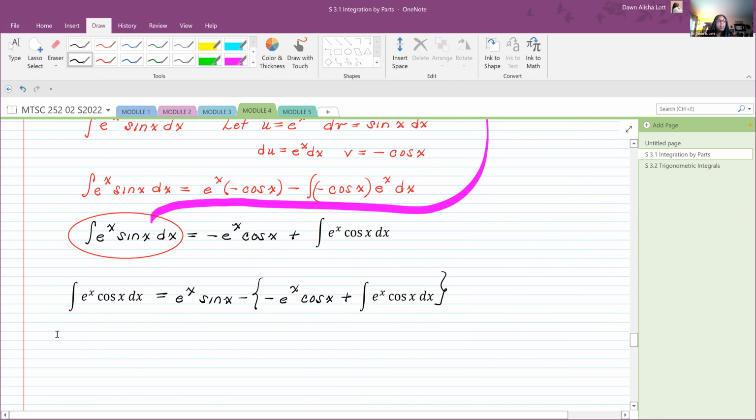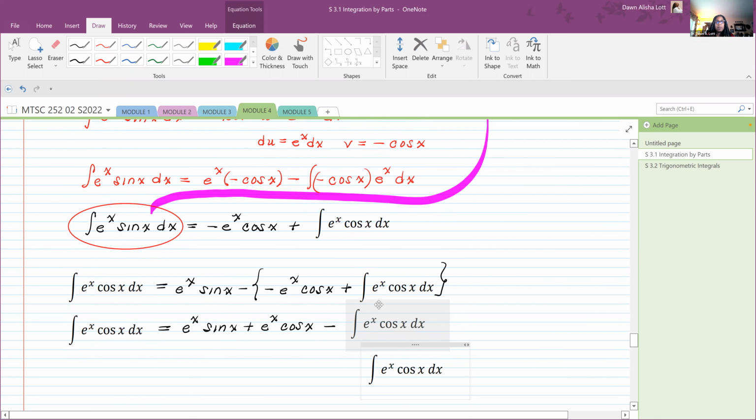So now I get the integral of e to the x cosine x dx is equal to, I'm going to distribute the negative. So I'm going to get e to the x, the sine of x plus e to the x, the cosine of x minus, oh, now it's subtracted off this integral that I'm still trying to find.